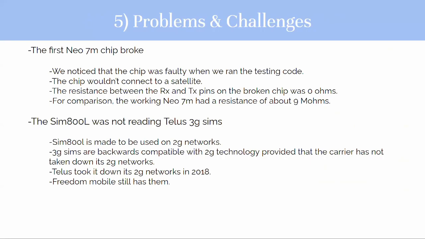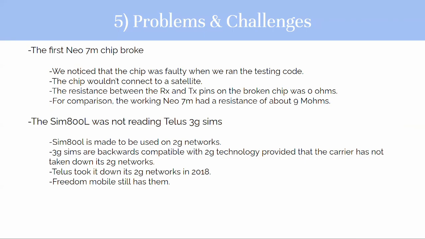The SIM 800L was not reading 3G SIMs. That was another issue we were having, specifically TELUS 3G SIMs. Now, we know that the SIM 800L was made to be used on 2G networks, but 3G SIMs are backward compatible with 2G technology, provided that the carrier has not taken down its 2G networks. That second part is very important, because the reason TELUS 3G SIMs weren't working was that TELUS took down its 2G networks in 2018, whereas Freedom Mobile still has them up, and with them, we were able to get the SIM 800L working.